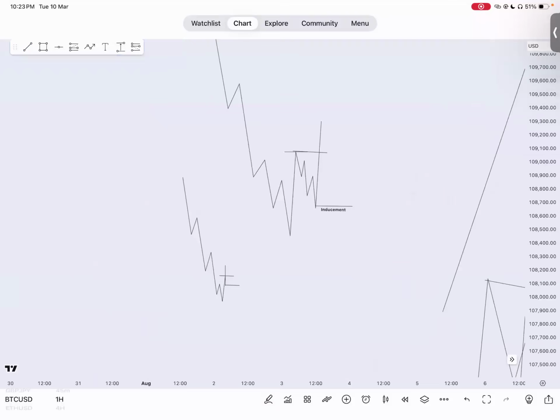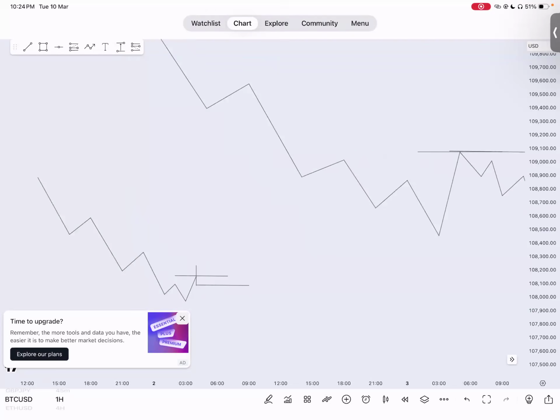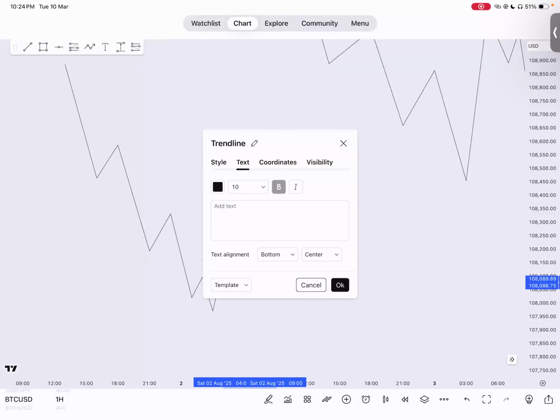Our focus is wherever the body of our MSS candle closed, or the body of our multiple break of structure candle closed, for it to be taken out after your inducement has been formed, after the retracement has been formed. Whichever retracement you get, whether it's just one single candle or two candles or three candles, that's your inducement.